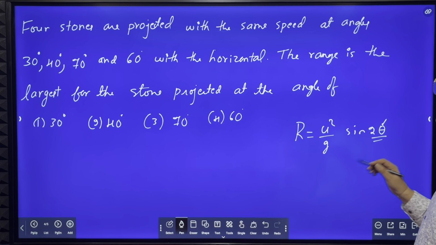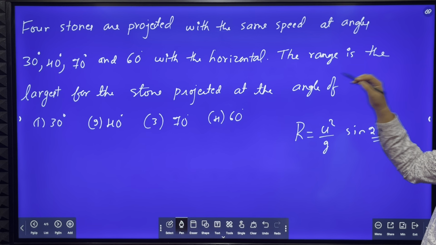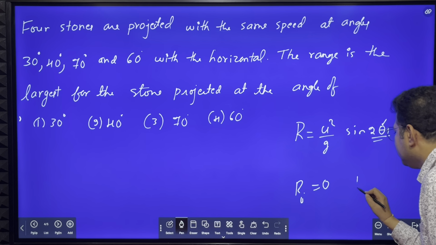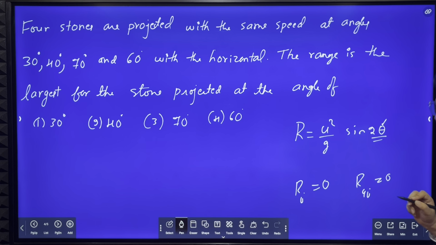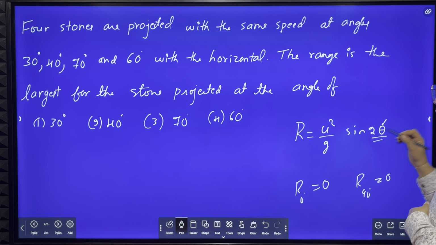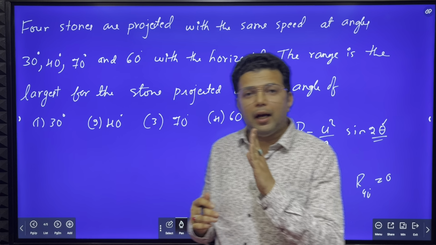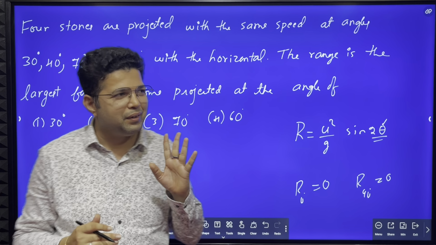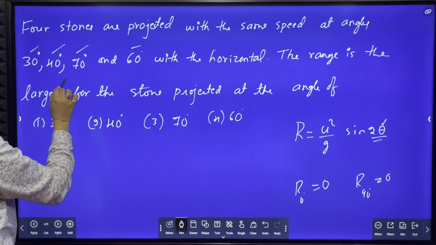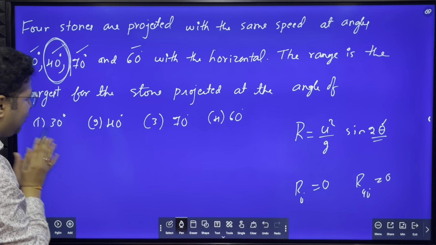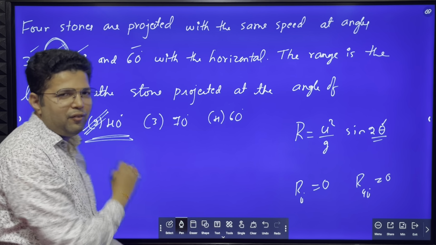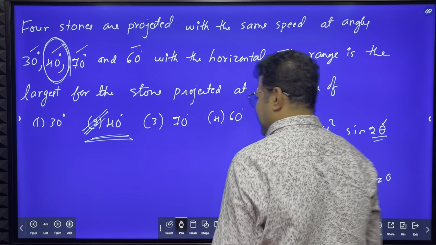When theta is 0 degree, range is 0. When theta is equal to 90 degree, range is 0, because 2 into 90 is 180, and sin 180 is 0. Range is maximum at 45 degree, or if the angle is close to 45 degree, then the range is maximum. Out of 30, 40, 70 and 60, 40 is very close to 45. Therefore, range is maximum for the stone which is thrown at an angle of 40 degree. Simple. Next.